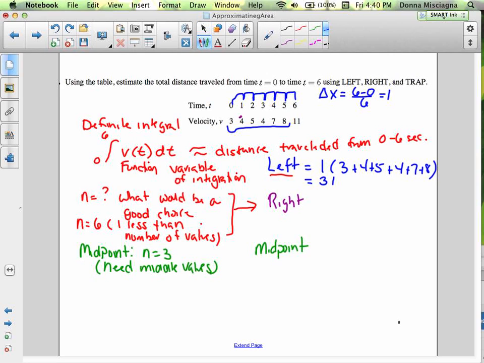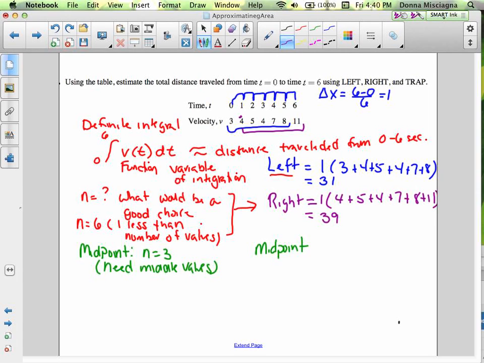Let's find the right Riemann sum. The change in x is going to be exactly the same, so it'd still be 1. And now we would use the right-hand values for the right Riemann sum. So that would be 4 plus 5 plus 4 plus 7 plus 8 plus 11. All right, so that's going to be 15, 26, 39.